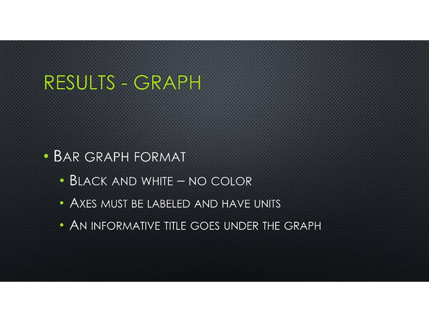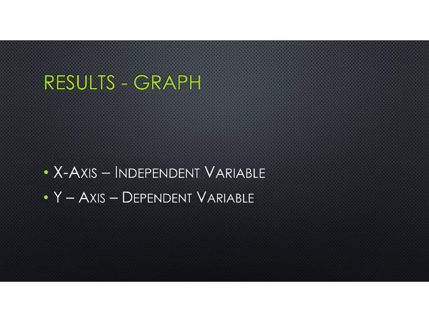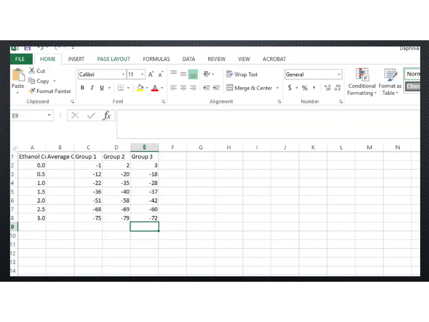Your graph should be black and white, do not have any color in it. Your x-axis and your y-axis must be labeled, and they have to have units. And make sure that you put an informative title under the graph. Remember that the x-axis is where you're going to put the independent variable, and the y-axis is where you're going to put the dependent variable.